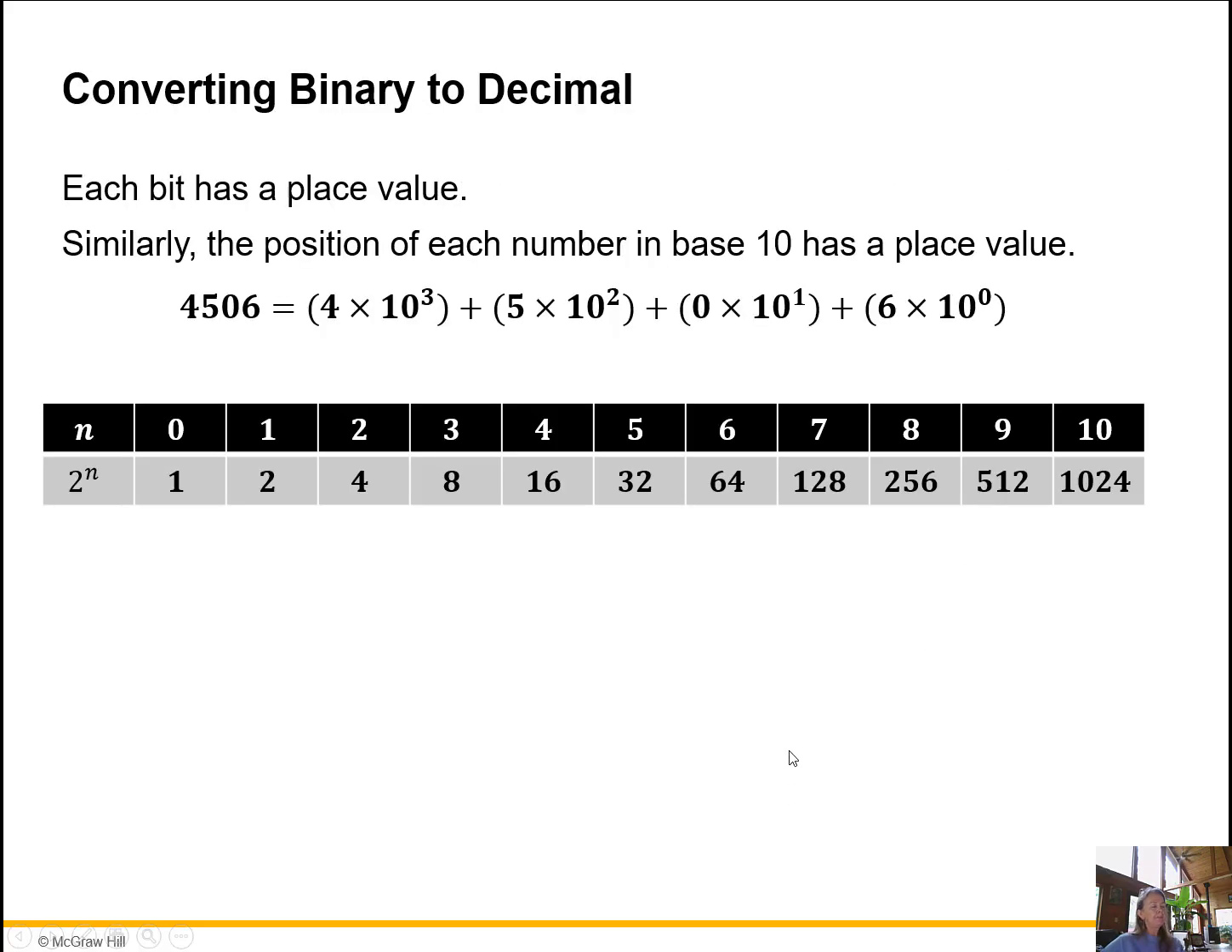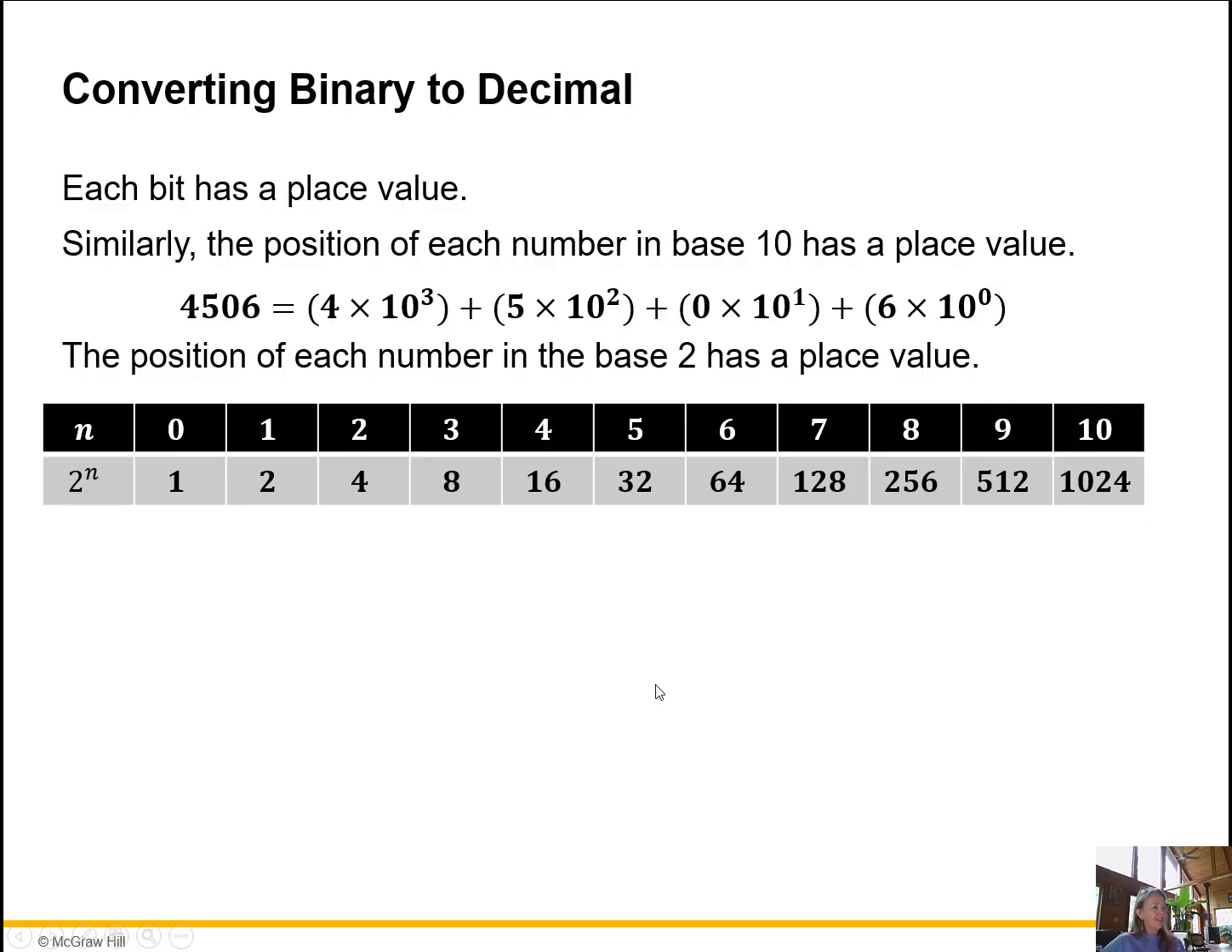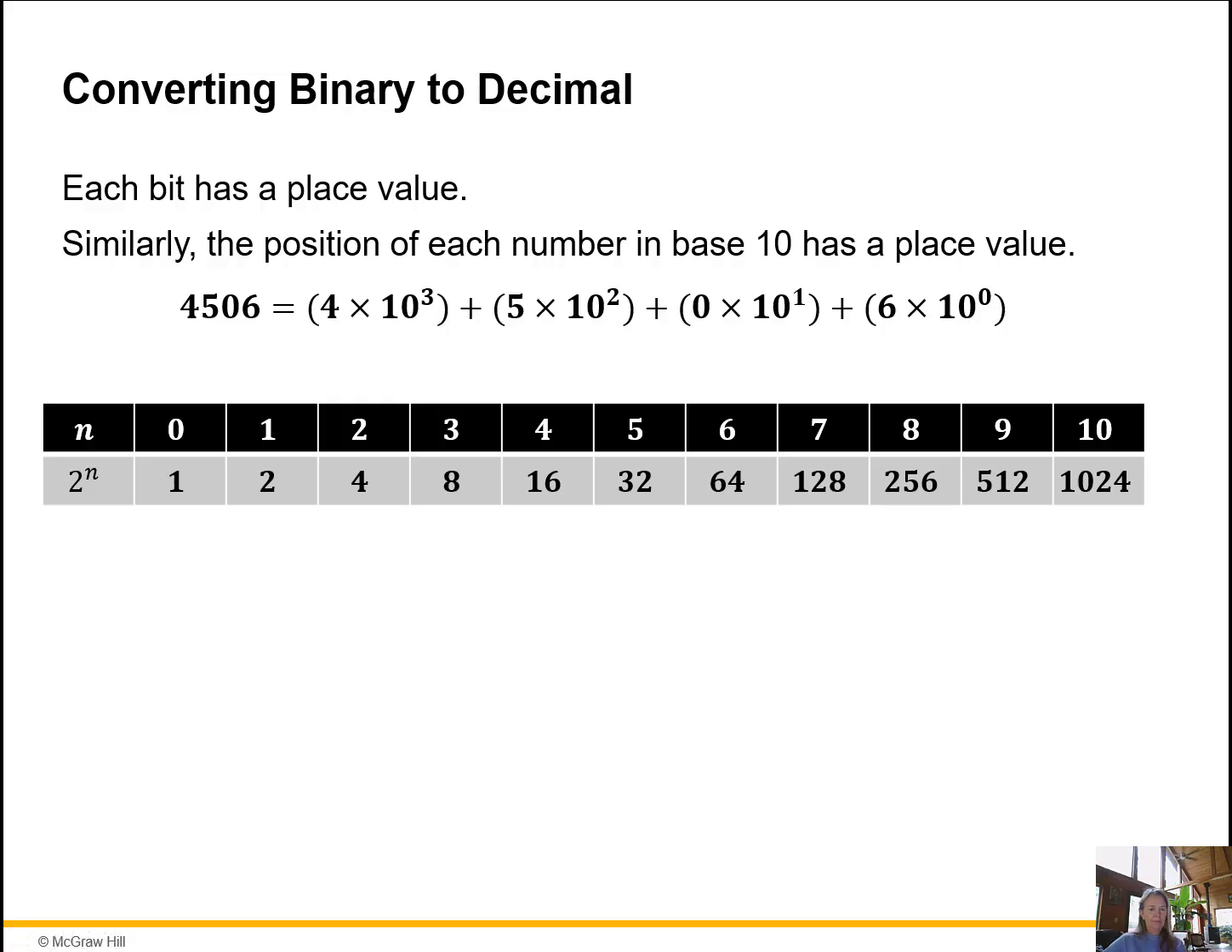Here I have a chart for you that is written out in binary, 2 to the first, 2 to the second, 2 to the third, 2 to the fourth. You'll become very familiar with all these powers of 2 by the end of the next 2 chapters. So each position has a place value. Same thing with your binary numbers.